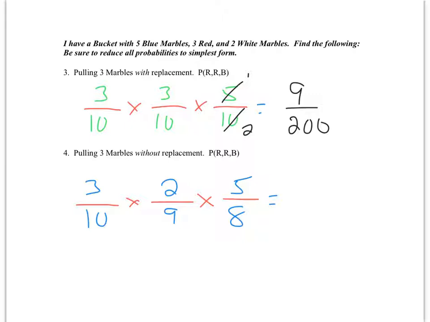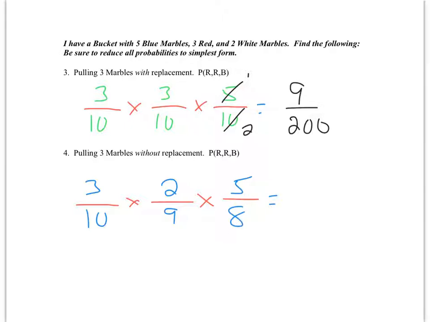I can say I got a 3 out of 10 chance of getting a red one to begin with. But then once I pull that first red one out, there's 1 fewer red ones and 1 fewer marbles in the bucket to choose from on my second one. So I have a 2 out of 9 chance of getting a red one on the second draw. And on the third draw, there's 2 fewer marbles. So I have 8 marbles in the bucket, but I still have 5 blue ones.